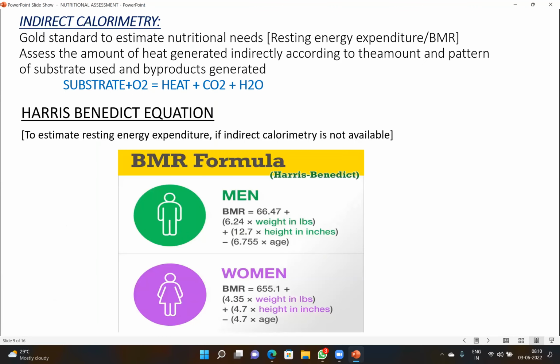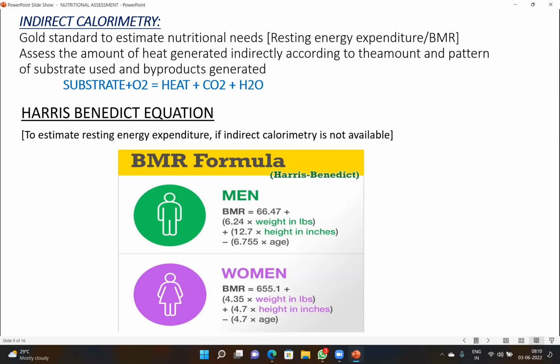Indirect calorimetry. It's the gold standard to estimate nutritional needs. That is resting energy expenditure, or basal metabolic rate. It is used to assess the amount of heat generated indirectly according to the amount and pattern of substrate used and the byproducts generated. Like substrate in presence of oxygen generates heat, carbon dioxide, and water, and this is used to estimate the nutritional status of the patient.